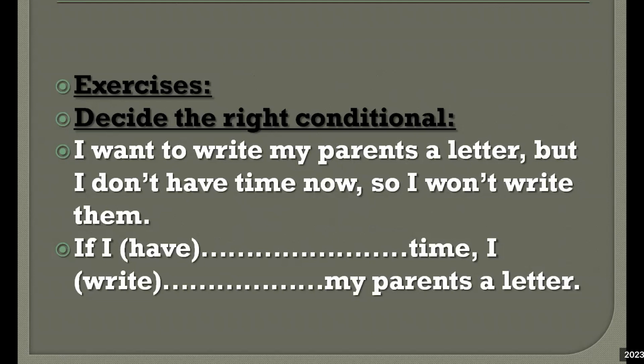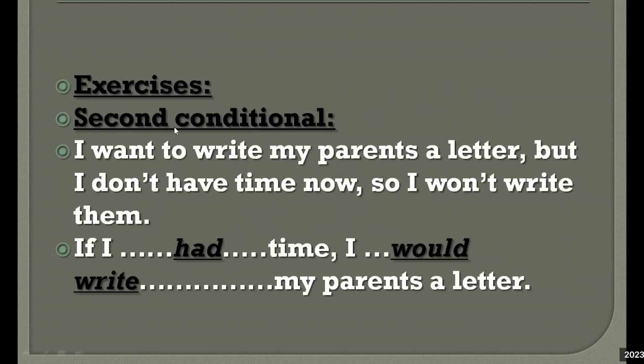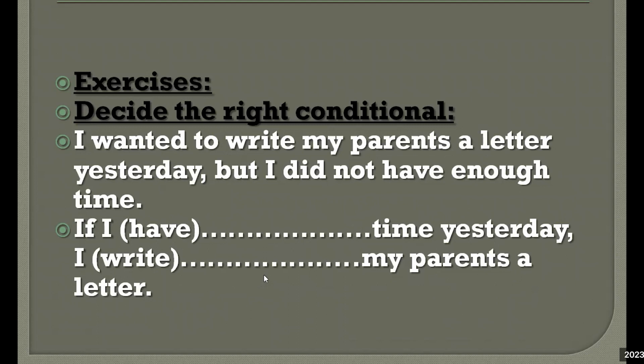Okay, I'll show you the answer right now. This is supposed to be the second conditional. I don't have time, so I will not write them. It's not going to happen. So we use the second conditional. Untrue situations in the present or in the future. If I had time, I would write my parents a letter. We use the past in the first part of the sentence, would plus the infinitive in the second part of the sentence.